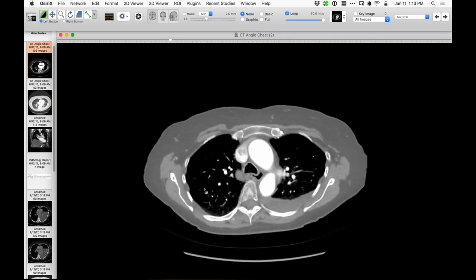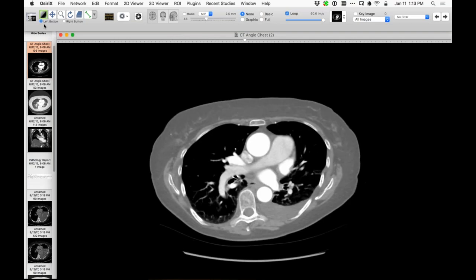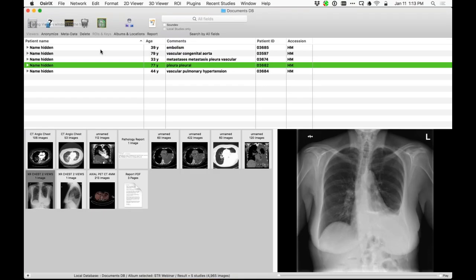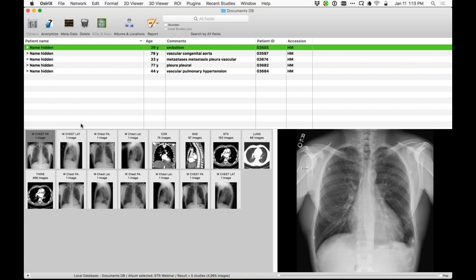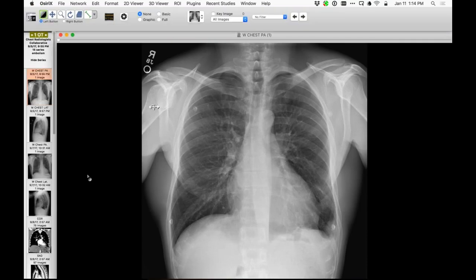All right. This one is just really an interesting presentation of something we've seen a lot of. So I will show you the chest radiographs, and not too much to see on this radiograph, actually. The patient does have a cardiomyopathy, so the heart is a little enlarged.